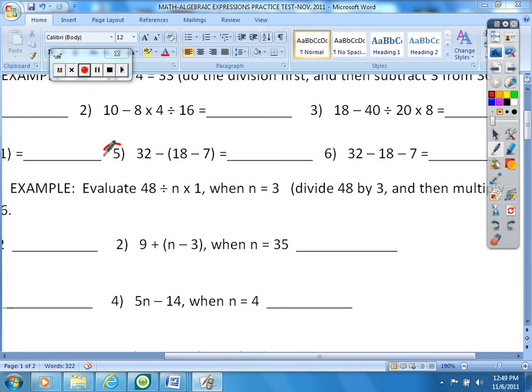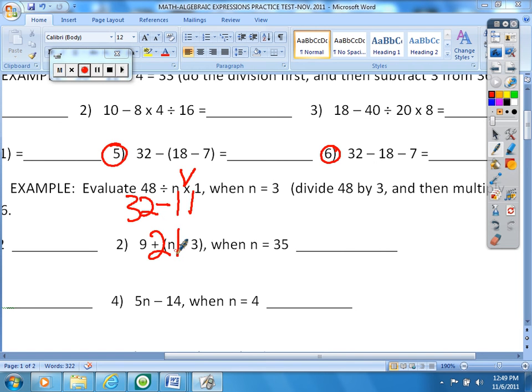All right, in number 5 and number 6, I've got parentheses in number 5. I don't have parentheses in number 6. So I'm going to do my rules. Just show you why it's important to go by your PEMDAS rules. I do my parentheses first. I get 11. 32 minus 11, 21.